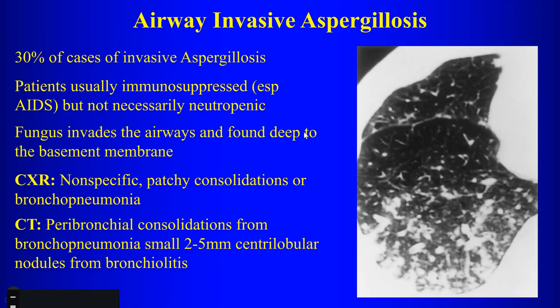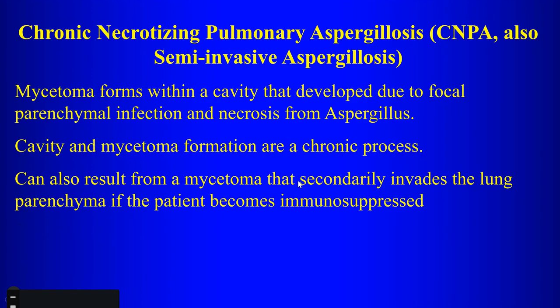That's angioinvasive aspergillosis. Now, there is a form of invasive aspergillosis that can affect the airways. It can give you tree-in-bud nodules, and this tends to affect patients who have AIDS and HIV. So the fungus grows within the small airways, resulting in bronchopneumonia and tree-in-bud nodules. So that is airway invasive aspergillosis. And then we touched on chronic necrotizing pulmonary aspergillosis, which used to be called semi-invasive aspergillosis.